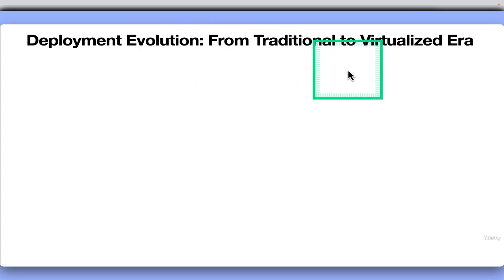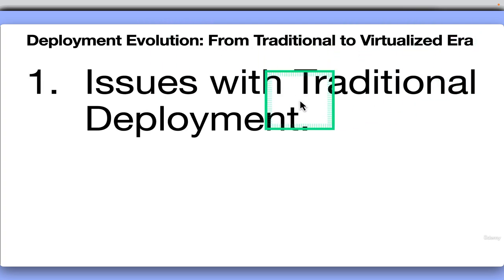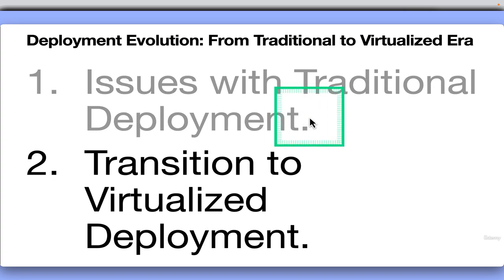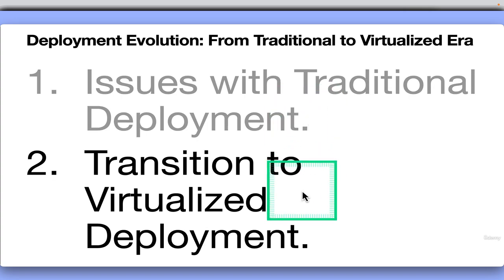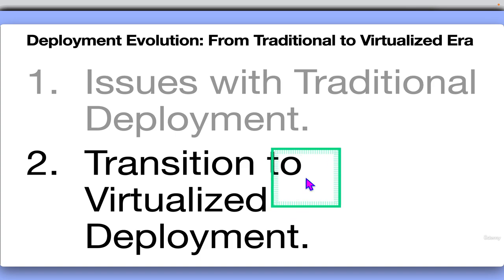Deployment evolution from traditional to virtualized era. Initially, organizations ran applications on physical servers with no resource boundaries, leading to resource allocation issues. One application could monopolize resources, causing others to underperform. Running each application on a different server was a non-scalable solution with underutilized resources. Virtualization was introduced to solve these problems, allowing multiple VMs to run on a single physical server's CPU. It improved resource utilization and scalability, reduced hardware cost, and allowed applications to be isolated for security purposes.